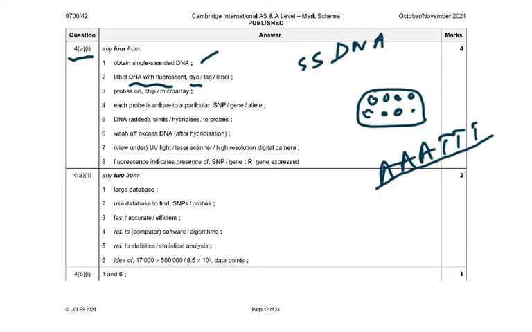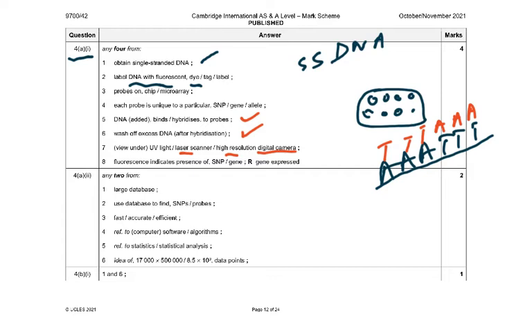Then the DNA is added, which binds to these probes. If there is a T, T, T, A, only that will be able to bind to this. If there's not this sequence, then of course it won't bind to it. So DNA binds or hybridizes to the probes. Then wash off the excess DNA, the one which doesn't hybridize. Then you view it under UV light or a laser scanner or a high resolution digital camera.